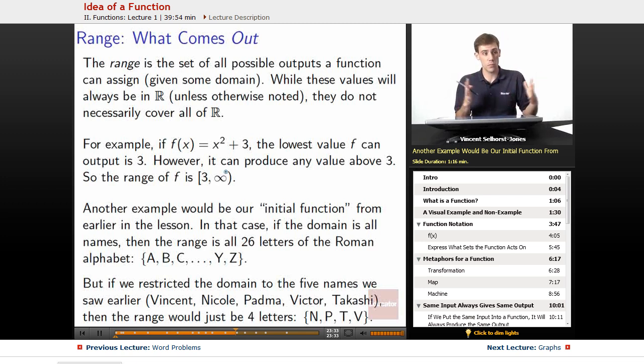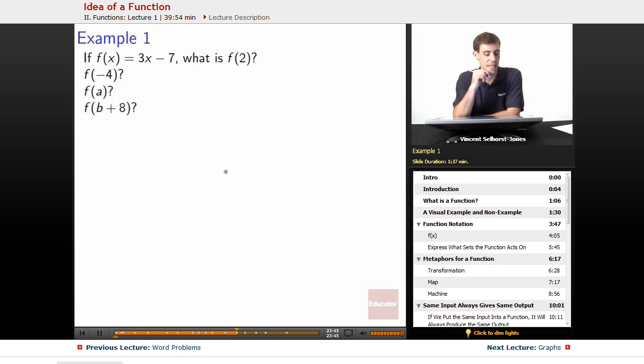Normally, we look at everything that can go into the function, and that's normally how we think of the domain. So the range is everything that could come out. But sometimes we'll be given a more restricted domain, and we have to think in terms of that more restricted domain. All right, ready for some examples.